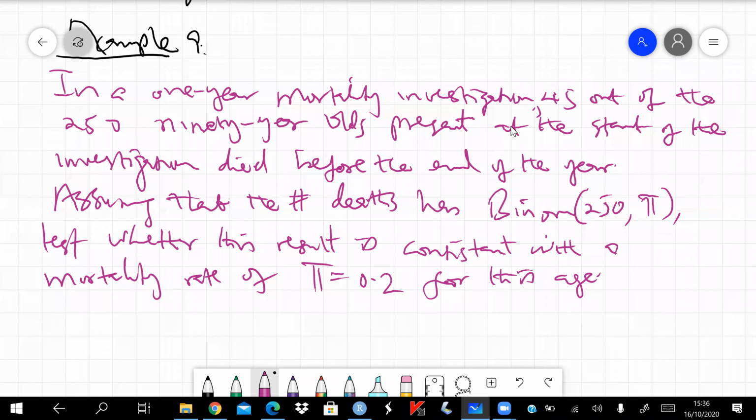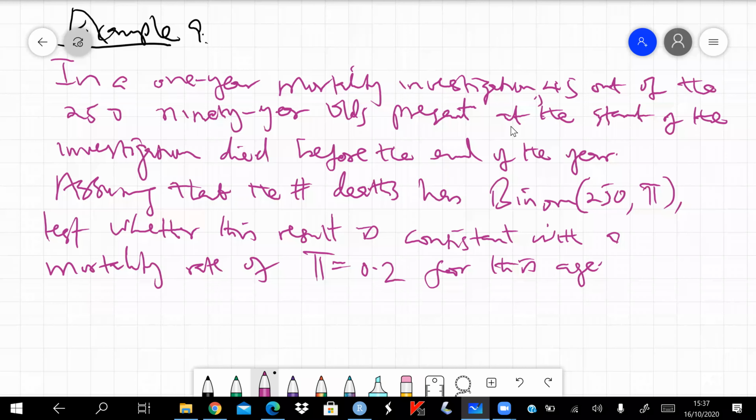So the example says that in a one-year mortality investigation, for 45 out of the 250 90-year-olds present at the start of the investigation died before the end of the year. Assuming that the number of deaths has a binomial distribution where n is equal to 250 in this case, and the probability of success is pi, test whether this result is consistent with a mortality rate of pi is equal to 0.2 for this age. So solution.